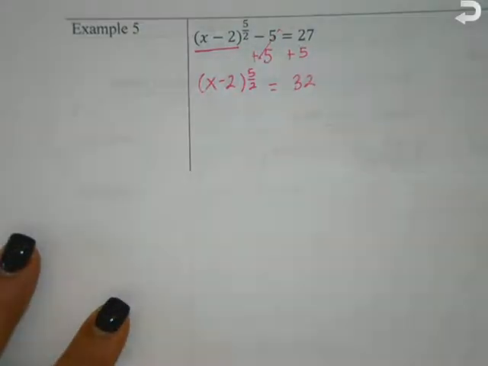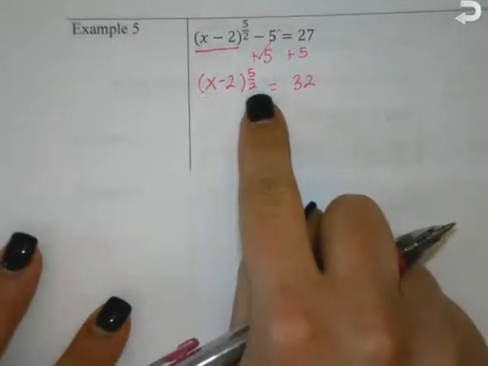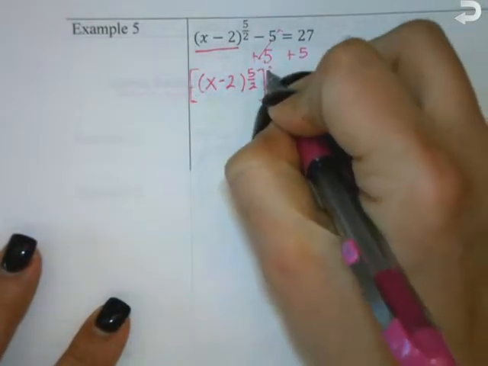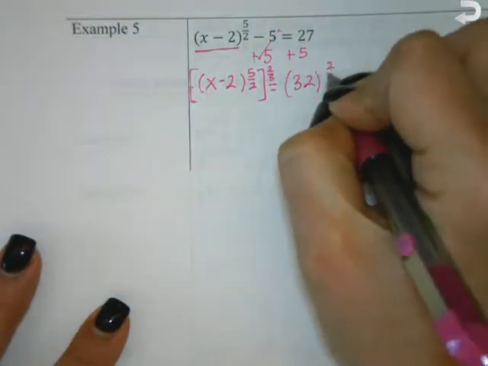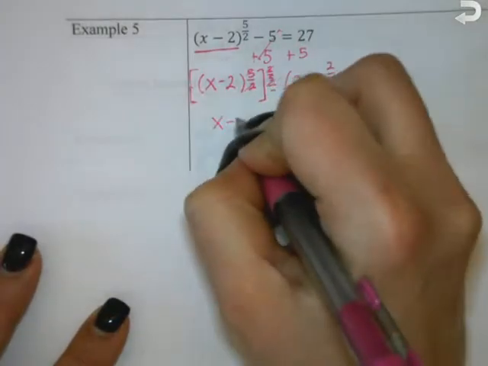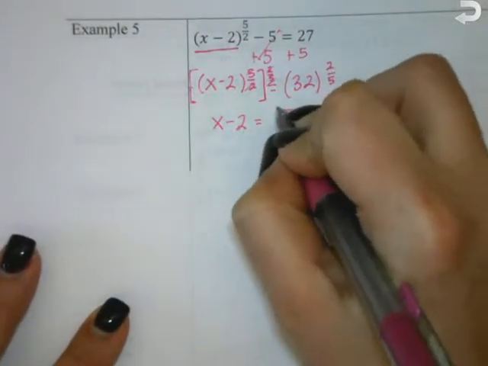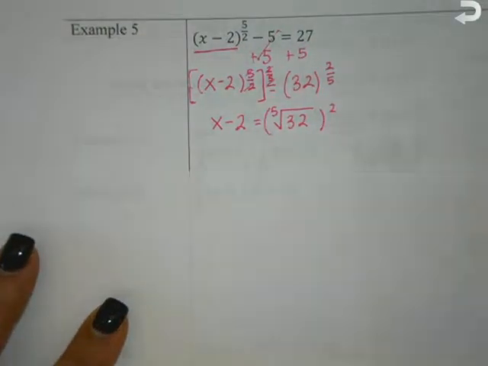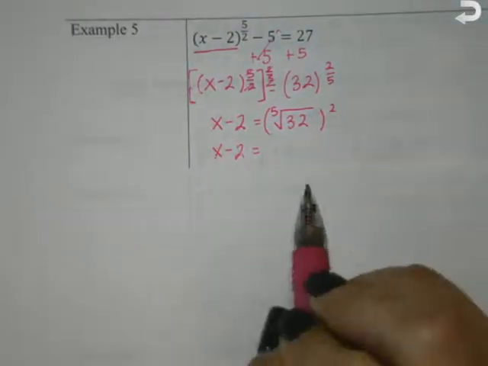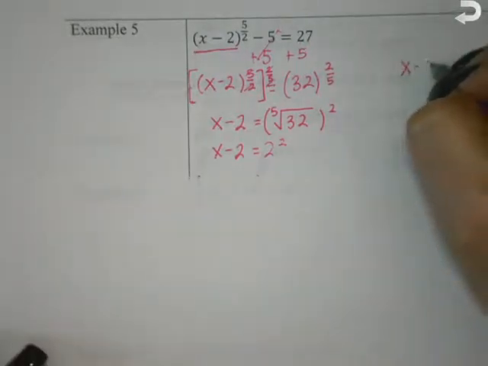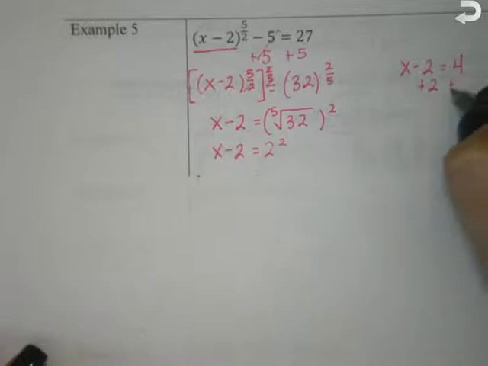And now I have the whole exponent term by itself, so I'm going to raise it to the 2 over 5. So then those exponents will reduce. So we will be left with x minus 2 equals the 5th root of 32 squared. So that's x minus 2 equals, guys, what's the 5th root of 32? 2. And 2 squared gives us 4. So this is x minus 2 equals 4. Add 2 to both sides. So you get x equals 6.